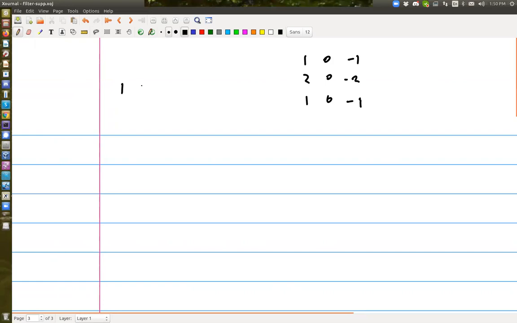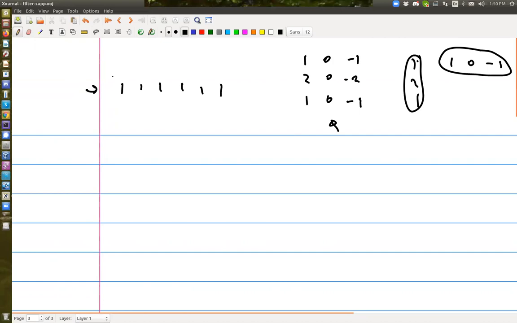So let me do one more example here. Maybe I just have a constant signal here. So I said this guy. Actually, you can think of vertically it is 1 2 1 here, and horizontal is 1 0 minus 1 here. And I just take a row of the image. I say this is all 1 1 1 1 1, something like that.